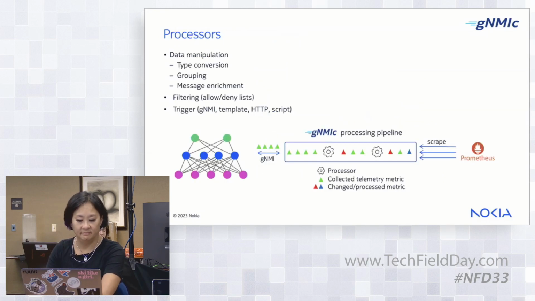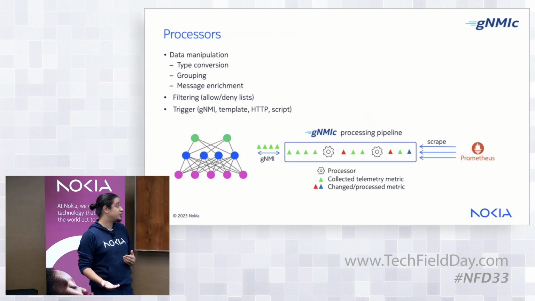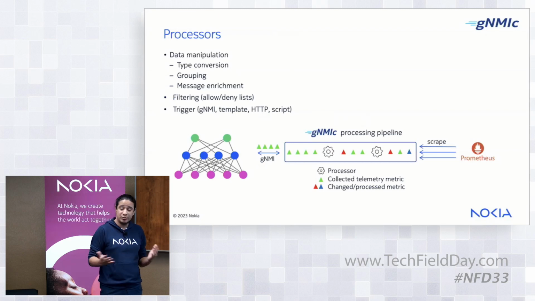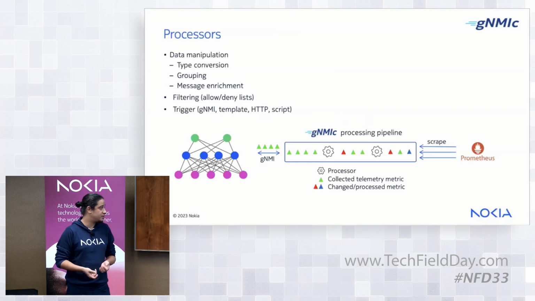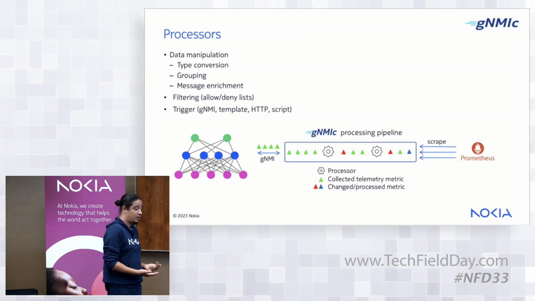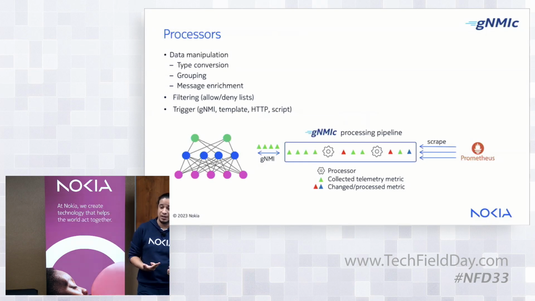When you're collecting data, you may want to process or manipulate it, because the router is maybe not sending what you're expecting. It's sending uppercase, but you want lowercase. It's sending a string, but you want it to be a 1 because you want to write it into Prometheus, which only takes floats. So there are processors in gNMIc that allow you to do that. You can do type conversions or string replacements. You can enrich messages. You can even create new messages.